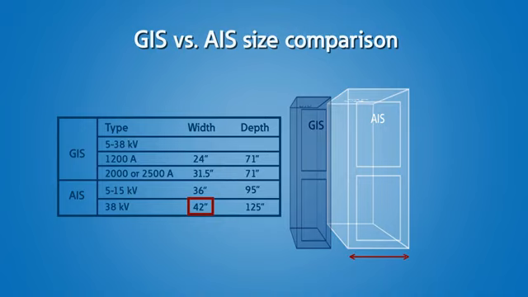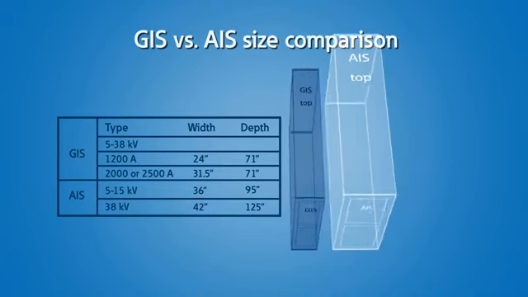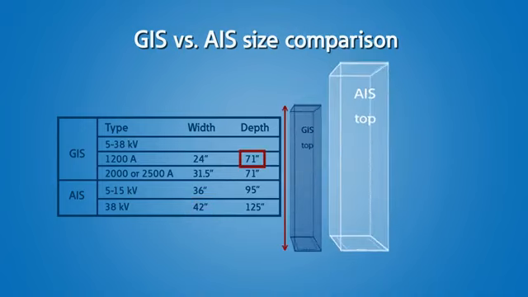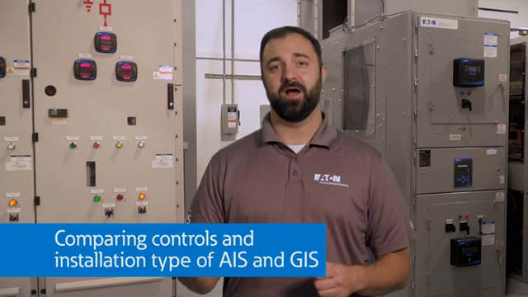Comparing depth also allows for space savings, as GIS is roughly 71 inches deep for all voltage classes, but the AIS gear is 95 plus inches deep depending on the voltage class and rear compartment configurations. Understanding your application needs now and in the future can help drive equipment selection. For example, will you be using 120 volt AC or 125 volt DC for your control power?